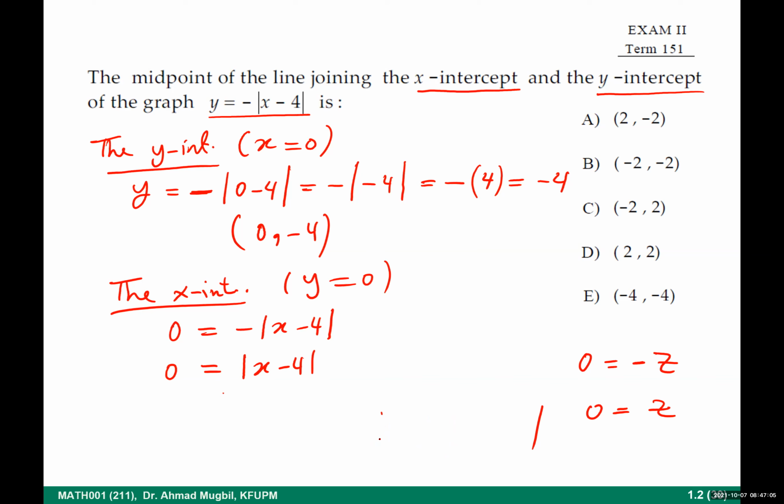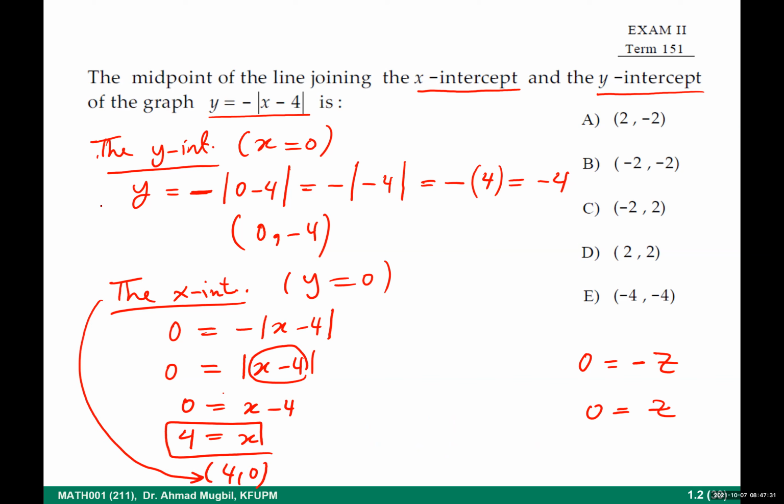Now, the absolute value of z equals 0. What is the number whose absolute value is 0? 0. So this means that what is inside is 0, so x minus 4 equals 0. What is x? x is 4. So what is the point that we obtained? (4, 0). So this is the x-intercept, and this is the y-intercept.